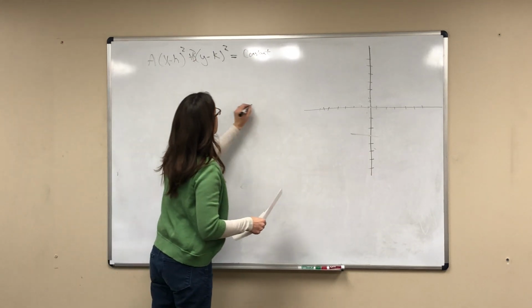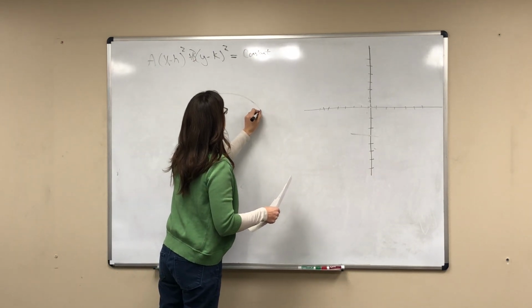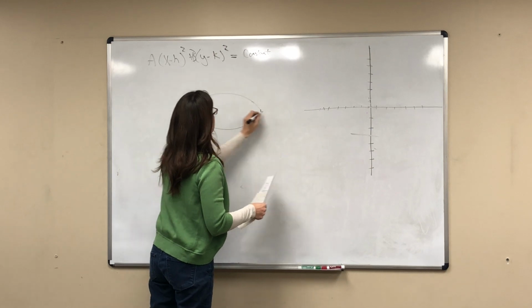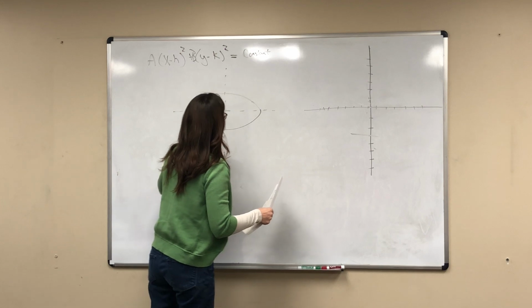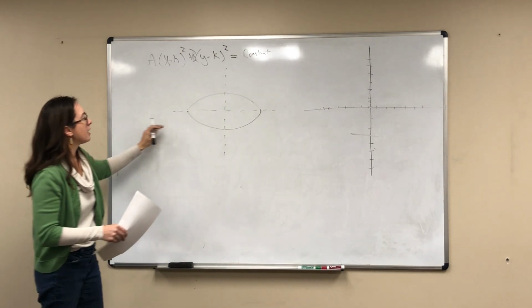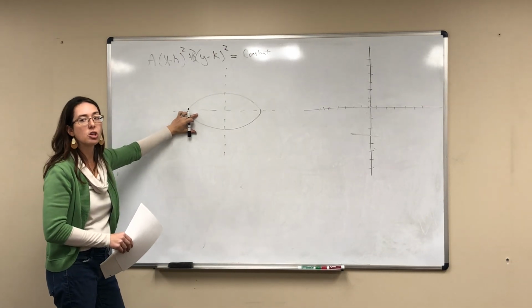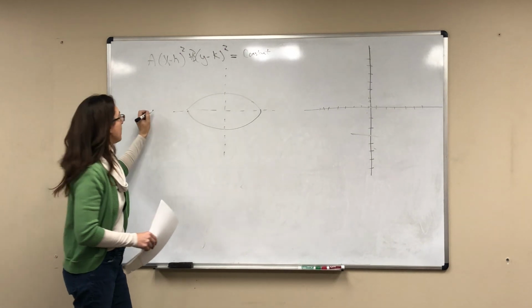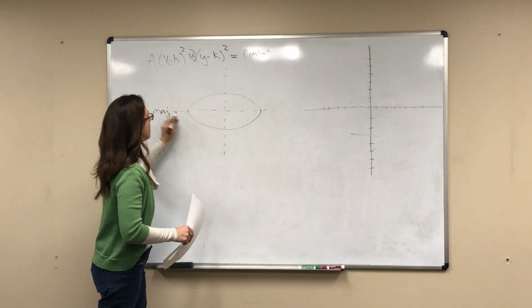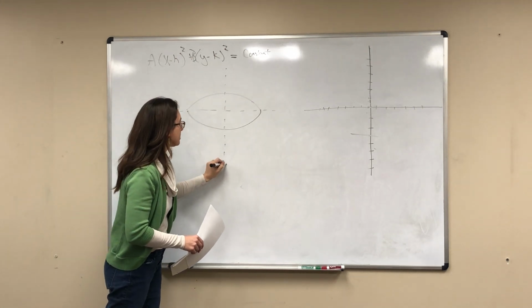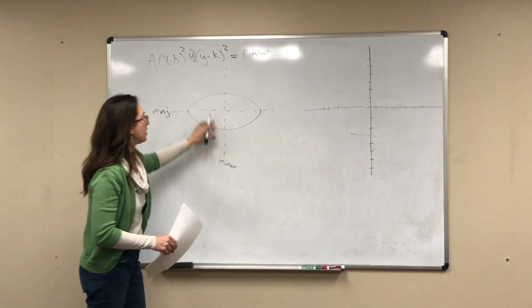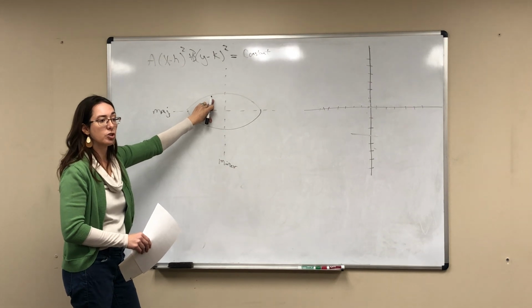So ellipses, depending upon what direction they have, let's talk about this. They have a major axis and a minor axis. The major axis is the longest one. Okay? So in this case, your major axis is along the x-axis. Your minor axis is your shorter one, shorter distance across.